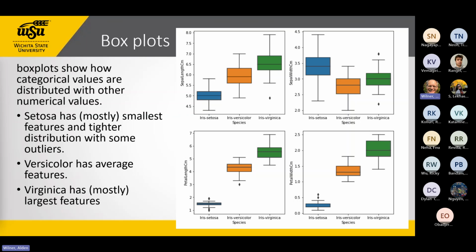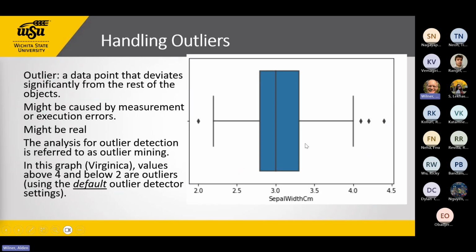Detecting and handling outliers, again, the box plots show where we are. Setosa has the smallest features, tightest distribution. Versicolor is kind of in the average on most of our features, except not on the sepal width. And Virginica has mostly the largest features, right? So we can say that about our data. EDA is giving us intuitions about the data. We have to present them numerically, but we first of all need to get a feel for what we're really talking about here.